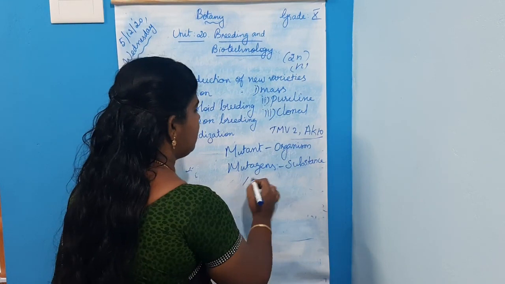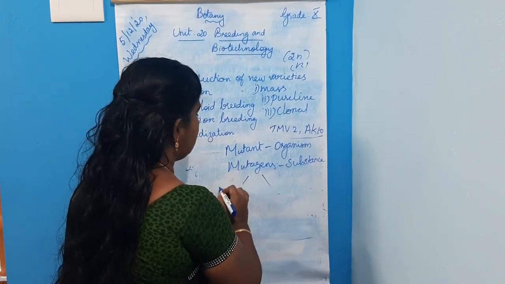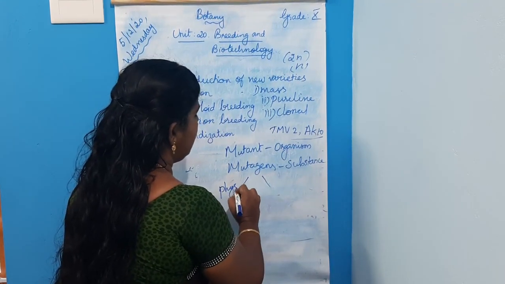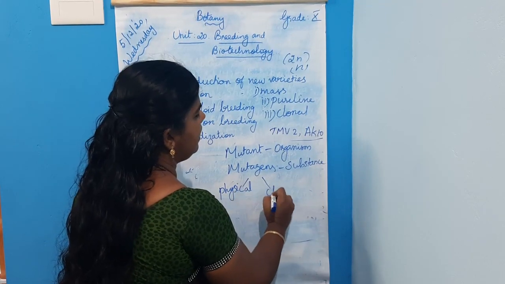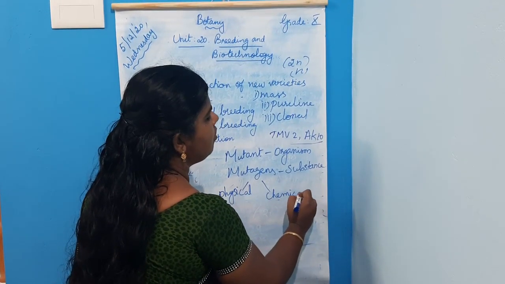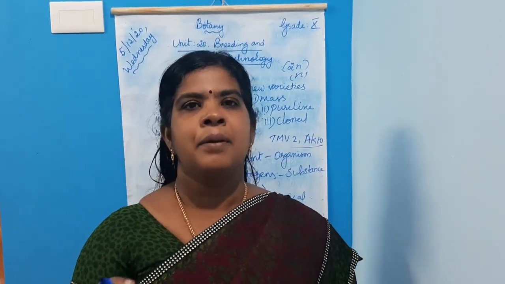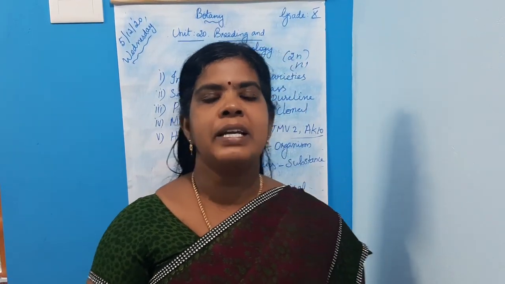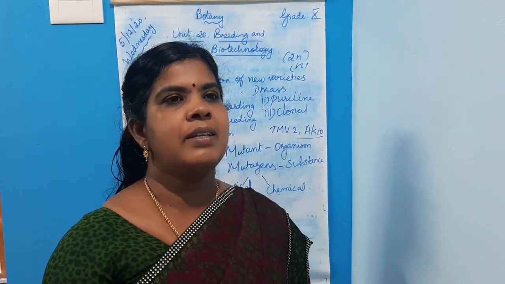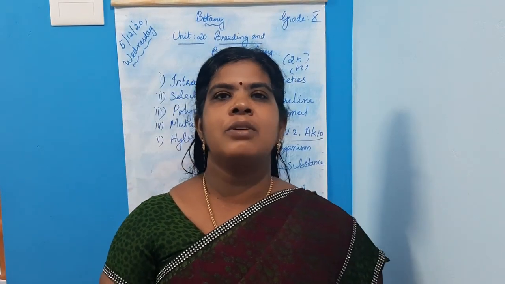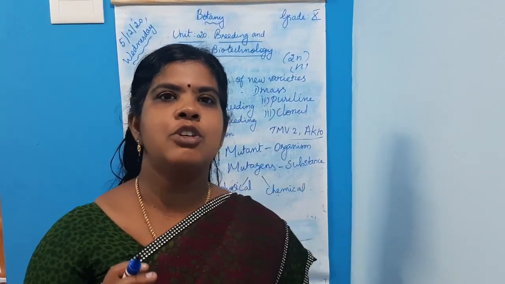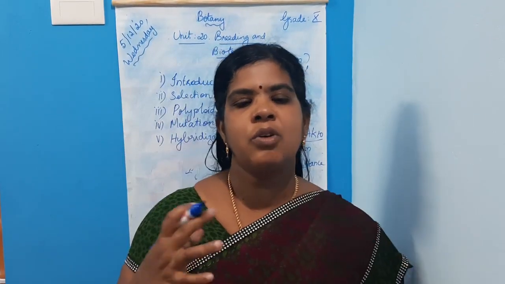There are two types of mutagenic agents or mutagens, that is physical and chemical mutagens. The physical mutagens include X-rays, beta rays, alpha rays, gamma rays, UV rays and temperature. These are the physical mutagens or mutagenic agents which induce mutation in plants and other organisms.